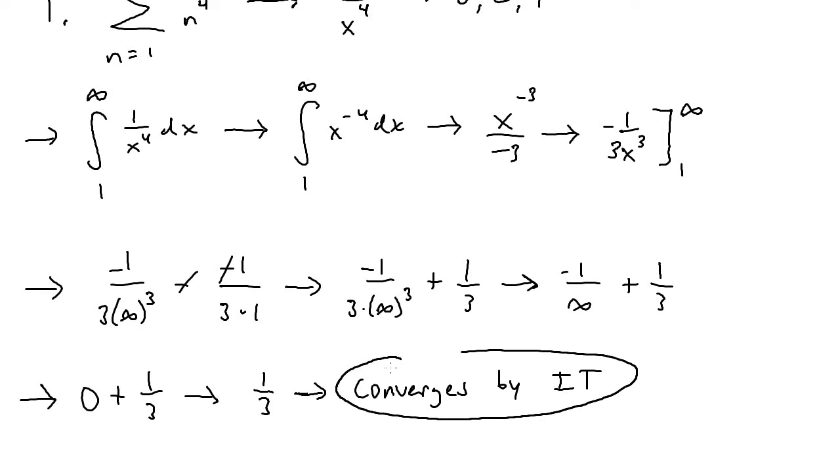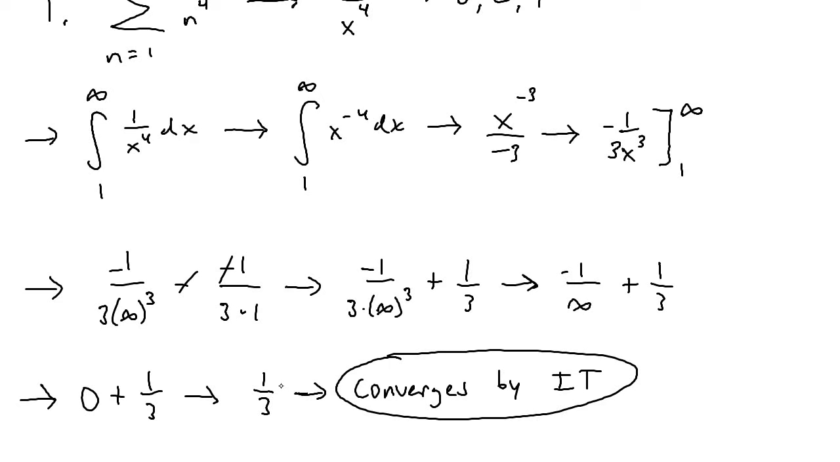Now remember that the only two tests where we can figure out the actual sum of the series are the geometric series and the telescoping series. So we got 1/3 as the value, but that does not mean the series will converge to 1/3. All that tells us is that the series will converge if the integral converges, and the series will diverge if the integral diverges.